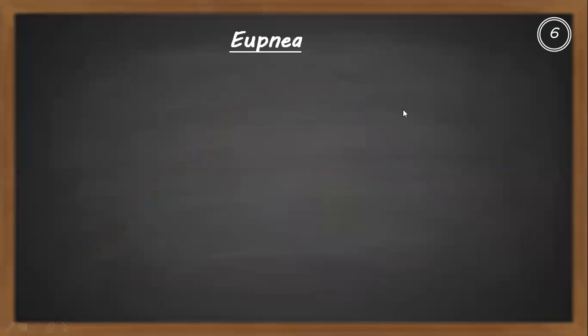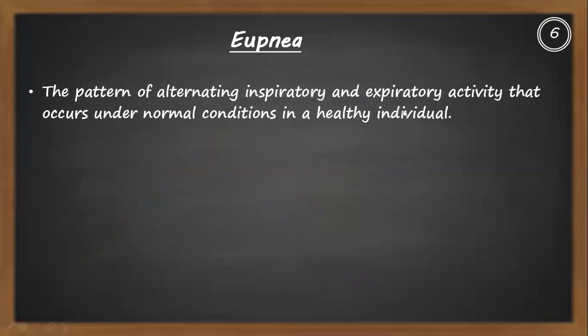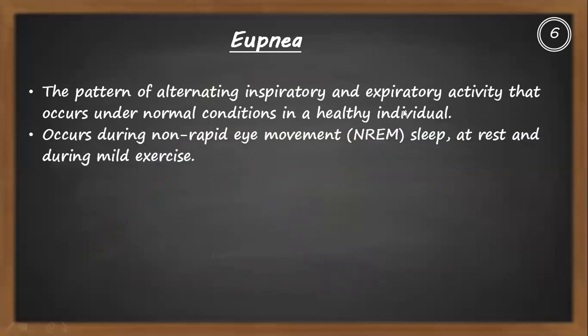Now the next thing that I'll be talking about is eupnea. So what is basically eupnea, or normal breathing? It is a pattern of inspiratory and expiratory activity which occurs under normal conditions in a healthy individual. Now, these normal conditions include during non-rapid eye movement sleep, at rest, and also during mild exercise. So during these conditions, in a normal healthy individual, the pattern that we see of alternating inspiratory and expiratory activity is known as eupnea. And here by the term pattern, we mean both the rate and the depth.